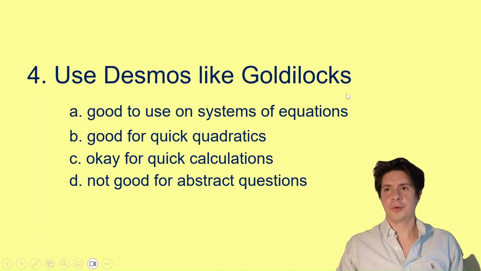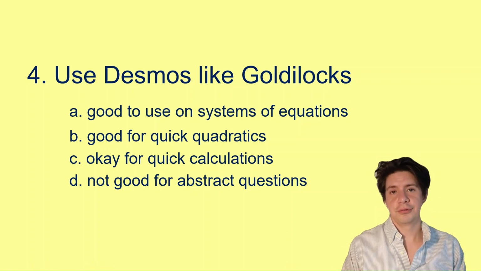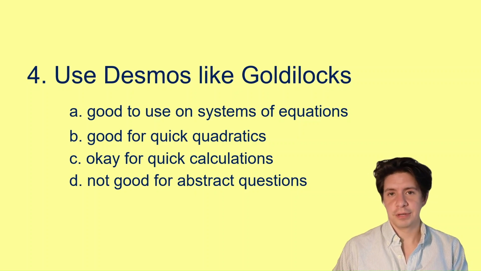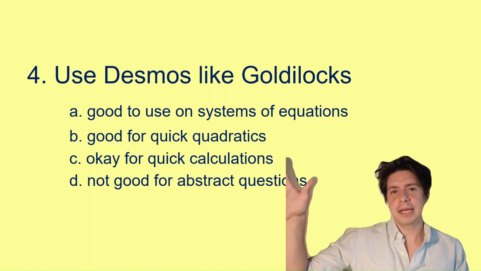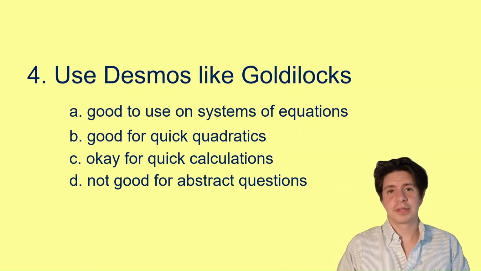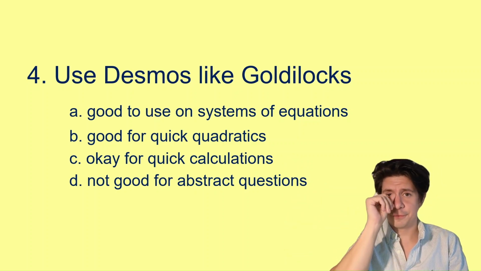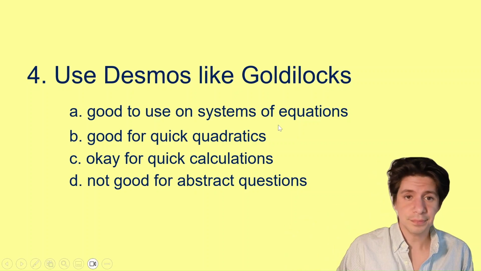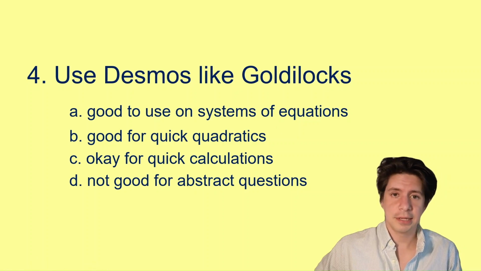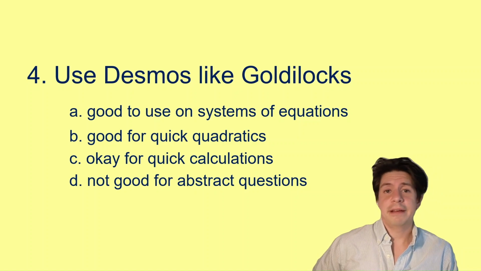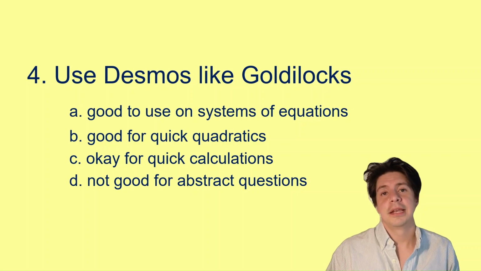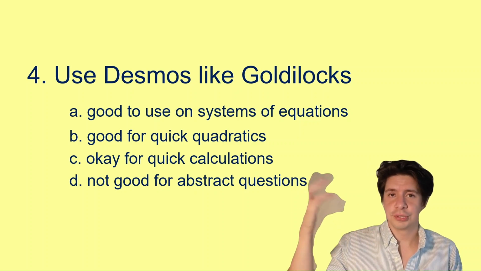Use Desmos like Goldilocks. I'm going to do other videos on Desmos alone, so I don't want to get into questions too much, but they're great for systems of equations, like 2x plus 3y equals 8, and another equation, 3x plus 5y equals -6. You can just put that in, see where they intersect, if that's what it's asking for, and solve. That's great. They're good for quick quadratics, right? If you have 3x squared plus 8x minus 9 equals 0, you could factor, and that could be maybe the fastest, but if you can't think of how to factor, just plug it in Desmos, and you will get the intersections, and you can solve, right?